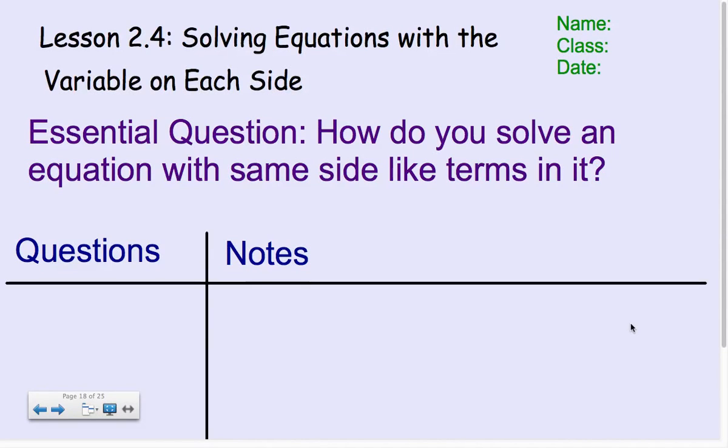Lesson 2-4, solving equations with a variable on each side. This is day 3 of a 3-day lesson. Essential question: How do you solve an equation with same side like terms?